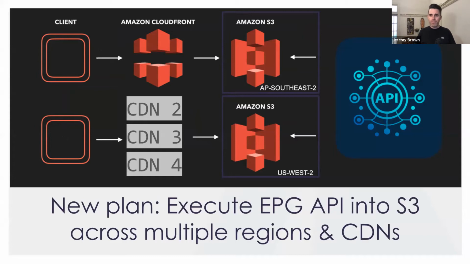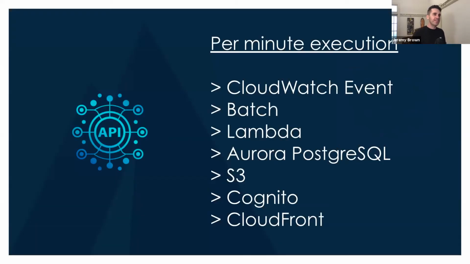Now we've got this huge resilience, haven't we? We've built this massively redundant system. There's no chance that it could go down. I'd like to think so anyway. And we're doing a per minute execution. So CloudWatch event to a batch, Lambda, Postgres, off an S3 bucket, some Cognito security functions, and publish it out over our CDNs like CloudFront and the others.